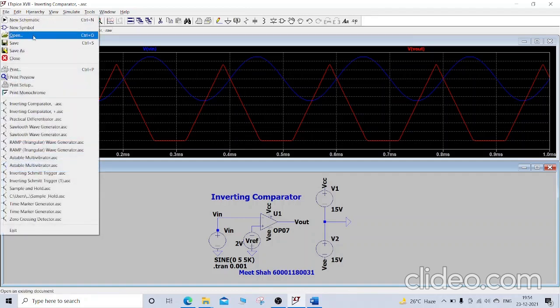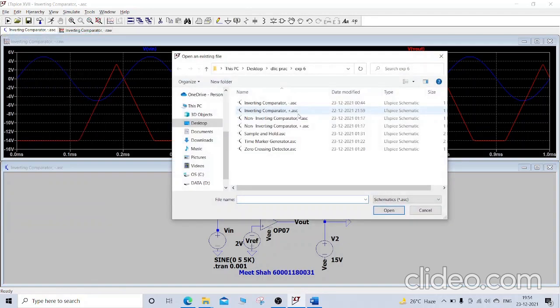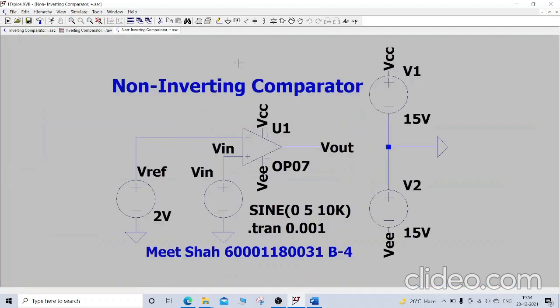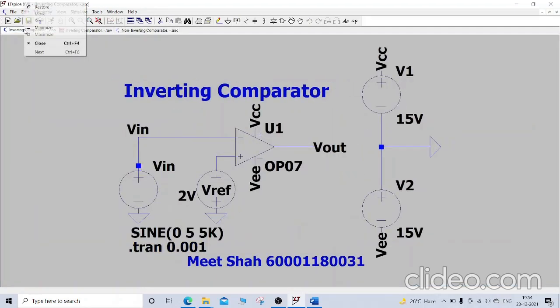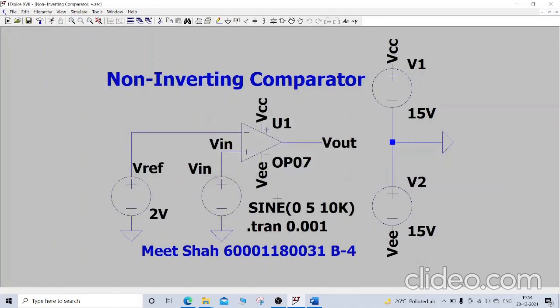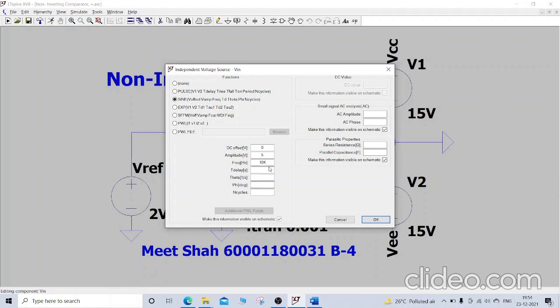So non-inverting comparator with positive Vref. So we'll open this. We close the inverting comparator. So here we have the non-inverting comparator. Similarly, like an inverting comparator, we'll give different values for frequency.